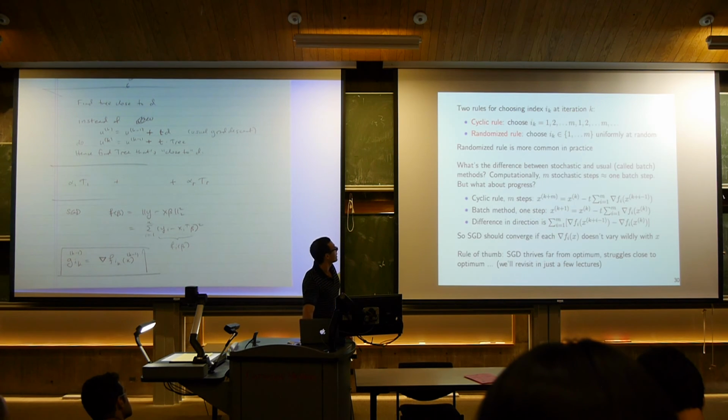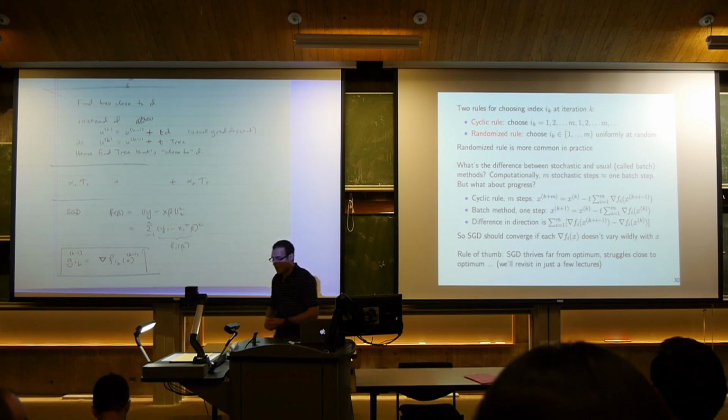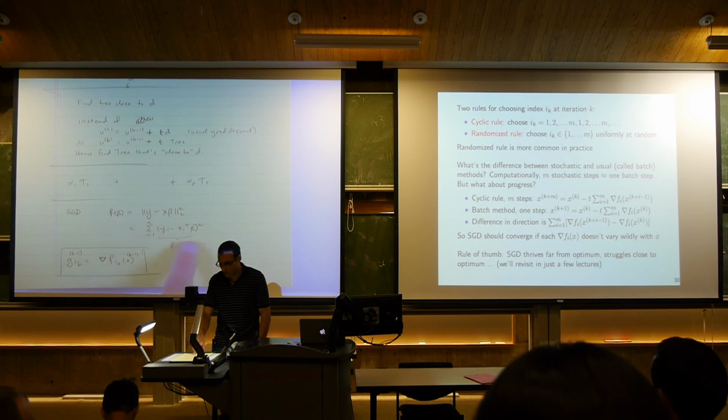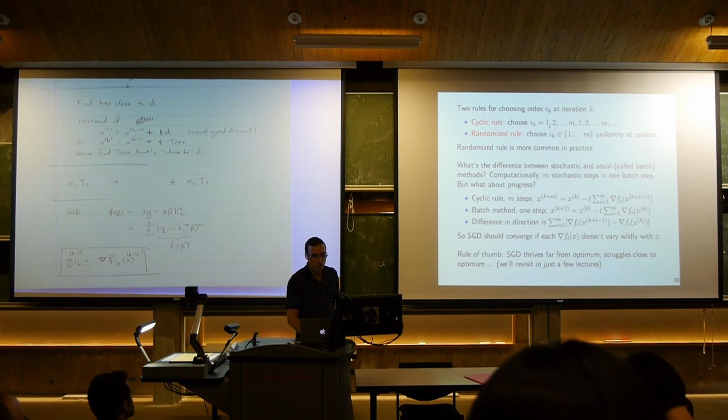So there's two rules for how to choose this index i. I just choose, in the simplest form, one index per iteration. And they are the cyclic rule and the randomized rule. So the cyclic rule, I just pass over my data points one at a time, and I let each of the functions that correspond to those data points, say in regression, tell me in which direction I should be moving. Okay, so I just iterate or cycle over 1 through m, etc.